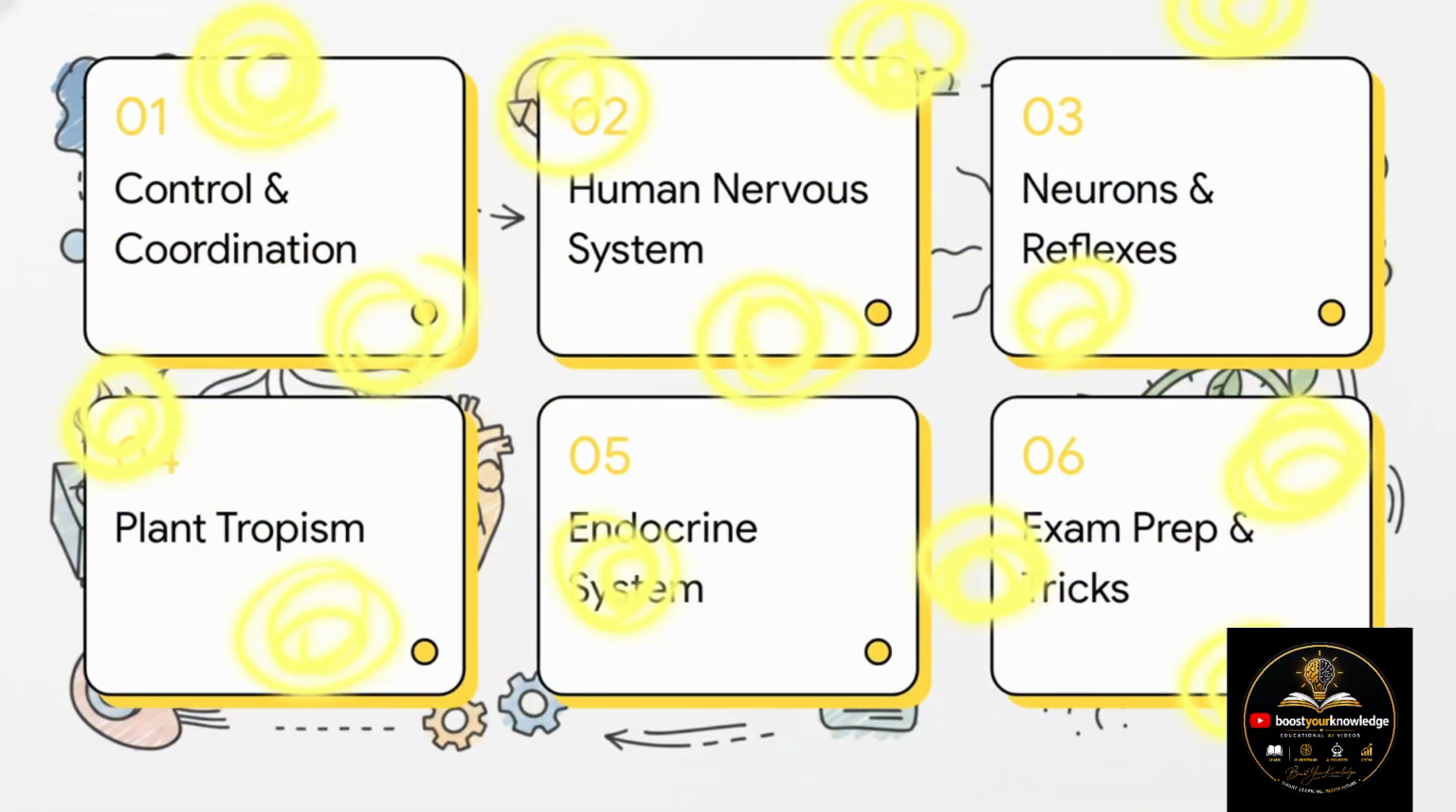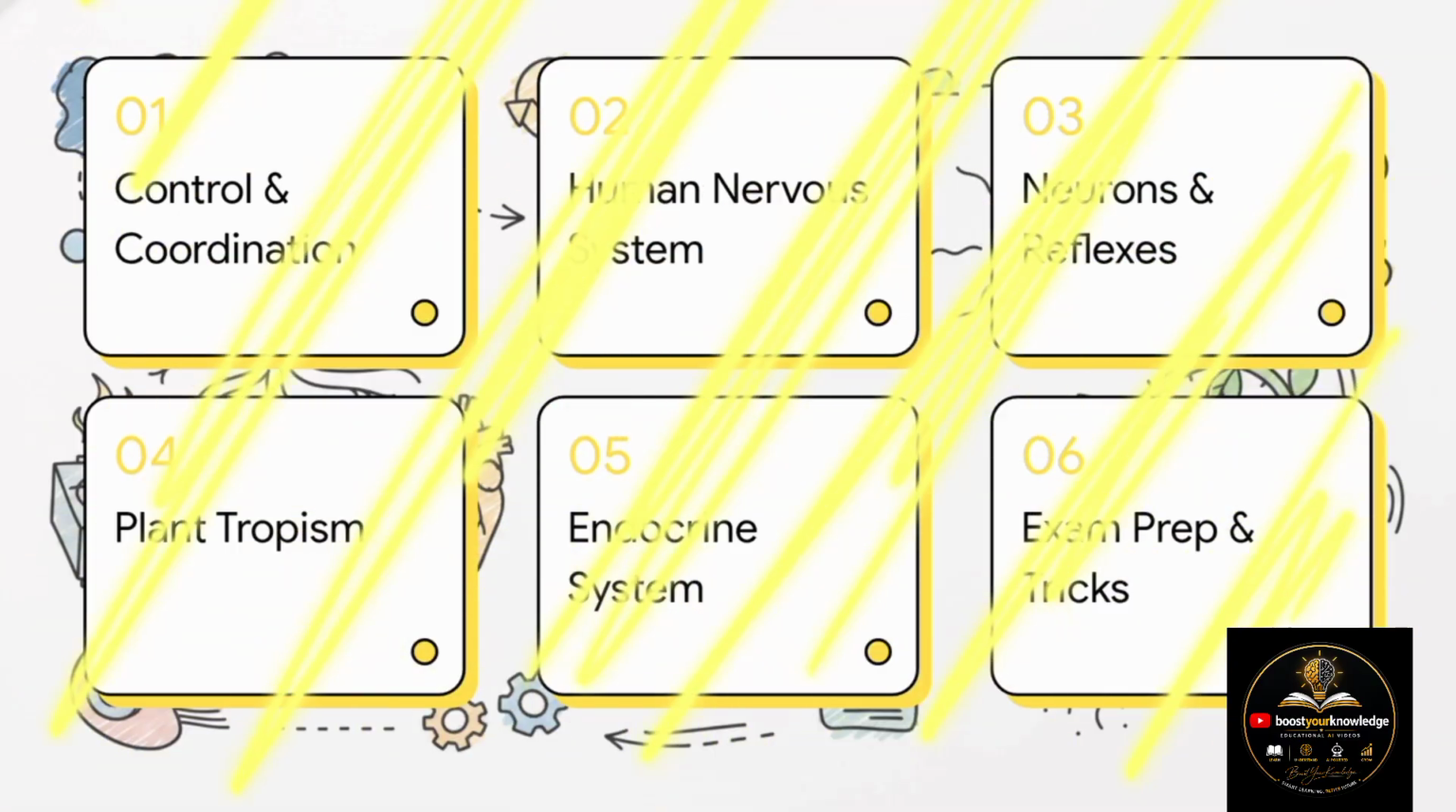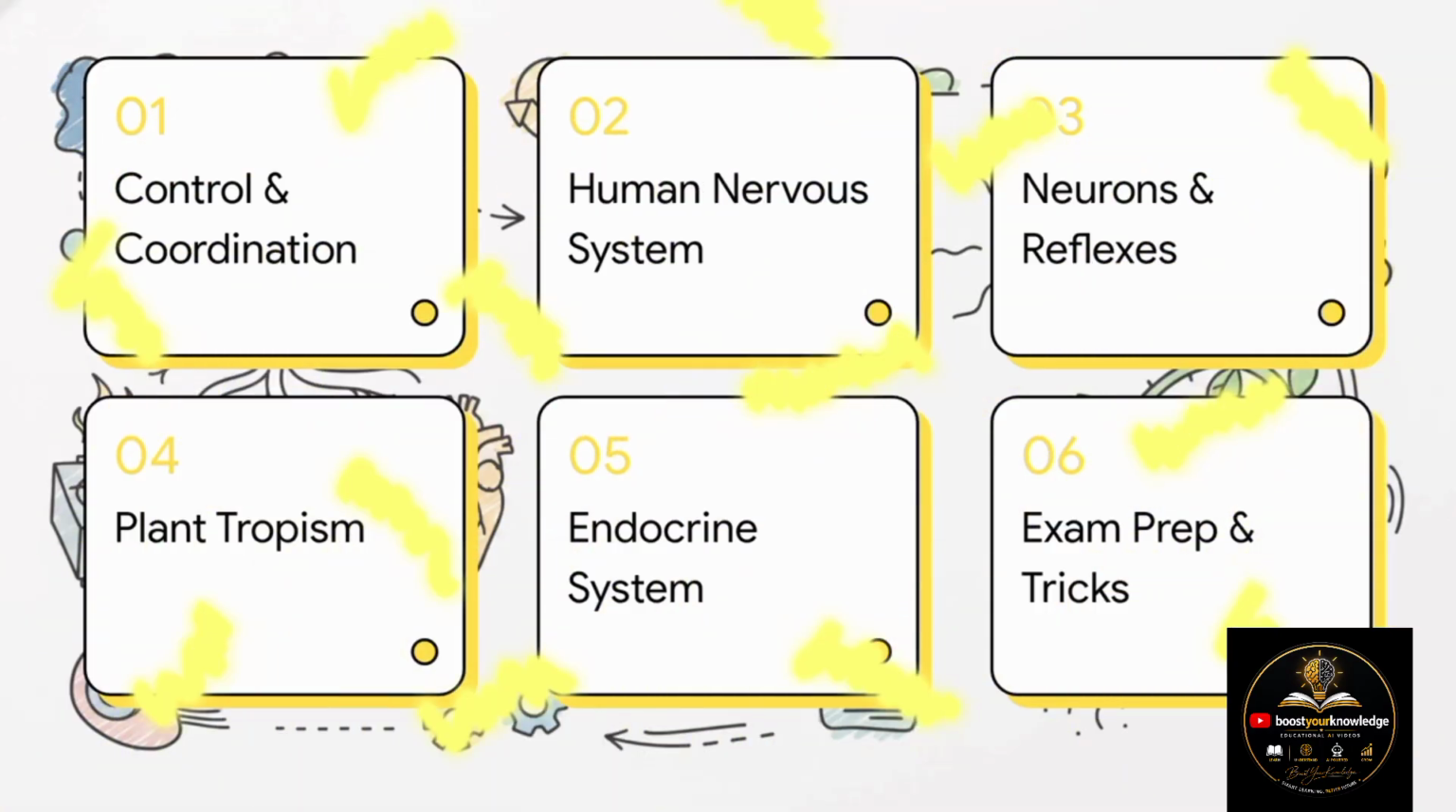Here is our quick roadmap for today. 1. Control and coordination. 2. Human nervous system. 3. Neurons and reflex actions. 4. Plant tropism. 5. Hormones and the endocrine system. And finally 6. Exam prep and quick tricks.